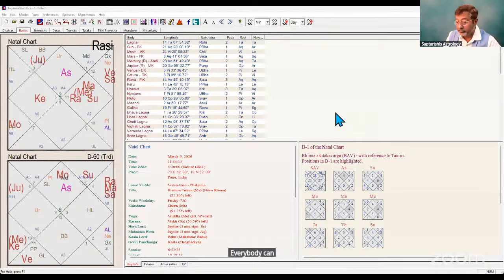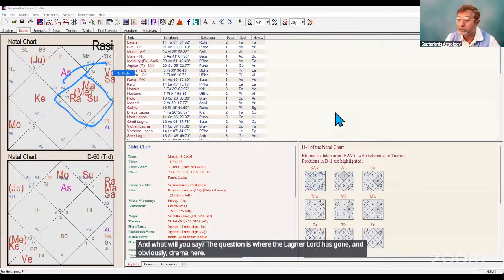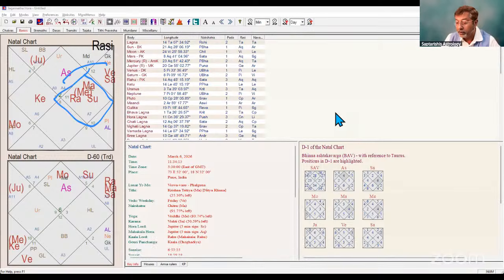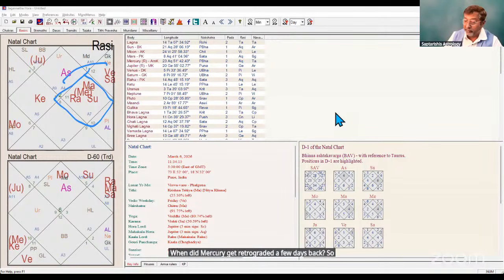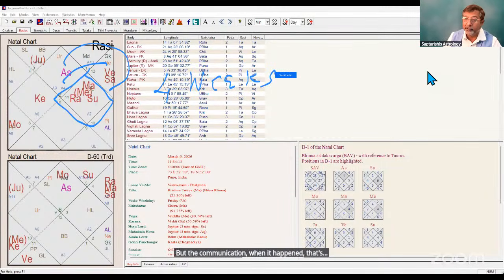Everybody can see this. Anybody will see this chart. And what will they say? The question is where the Lagna Lord has gone, and obviously drama here. When did Mercury get retrograde? A few days back. So drama would have happened 2-3 weeks back. Are you getting it? Actual drama would have happened 4 days or 4 weeks back. But the communication, when it happened, that's the decision in his life.